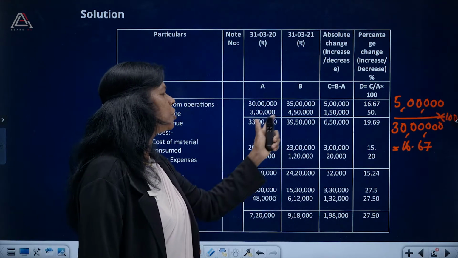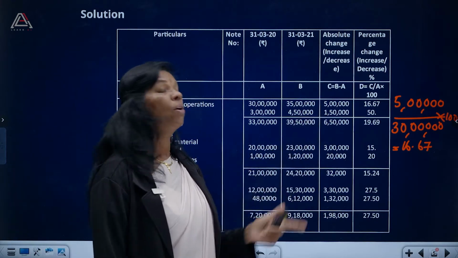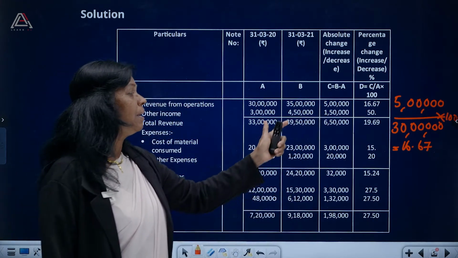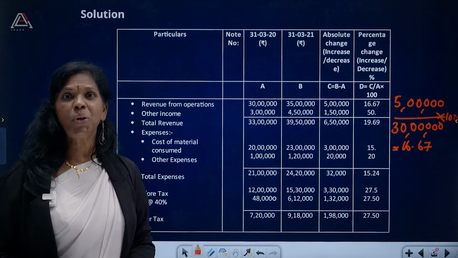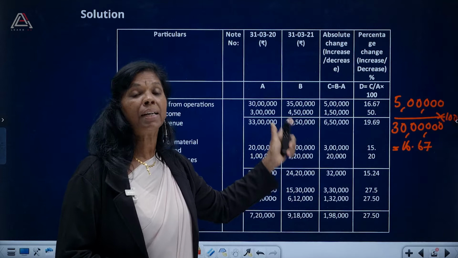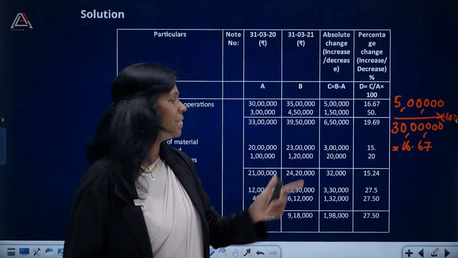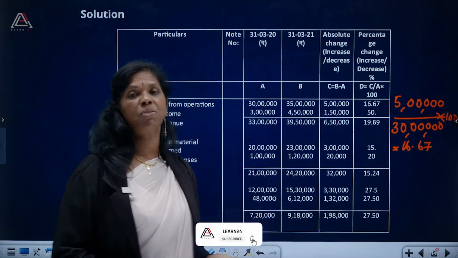So, find out the difference between 4 lakh 50,000 and 3 lakh. How much is the difference? 1 lakh 50,000. Then how to identify, is it increase or decrease? Compared to previous year, if the current year amount is more, it is an increase; if the current year amount is less, it is a decrease. Then 1,50,000 we got it.